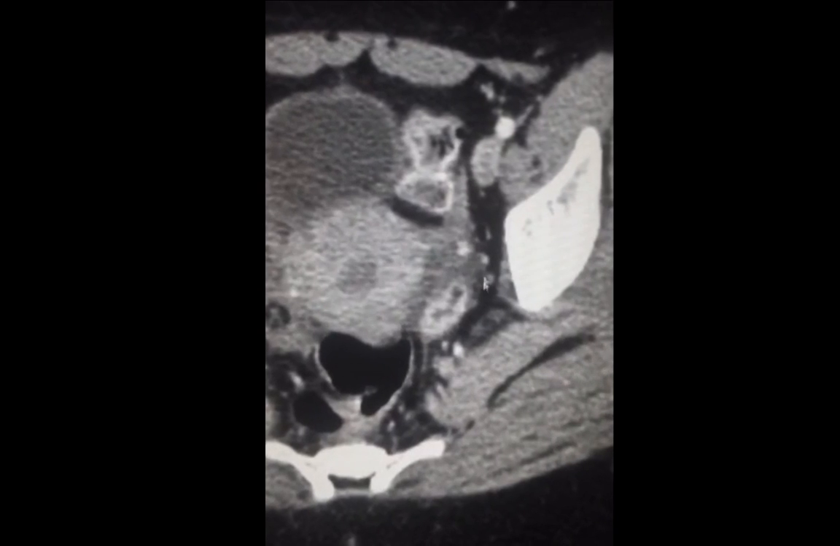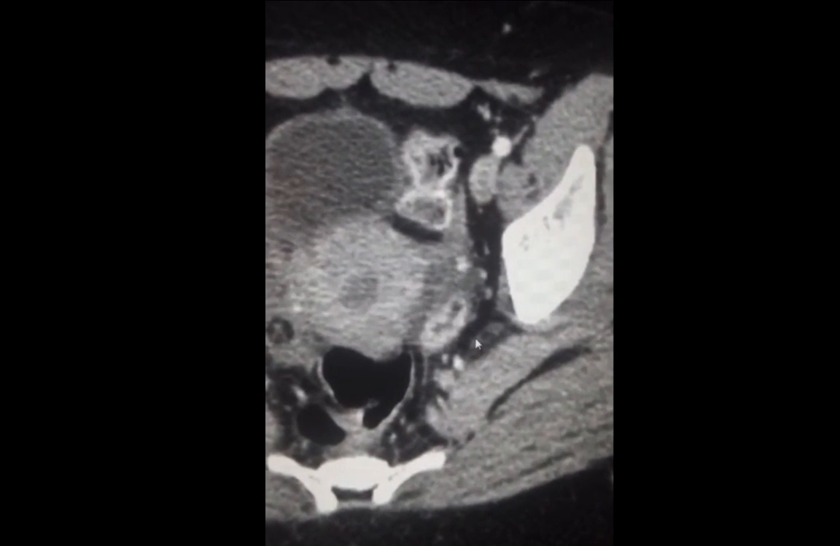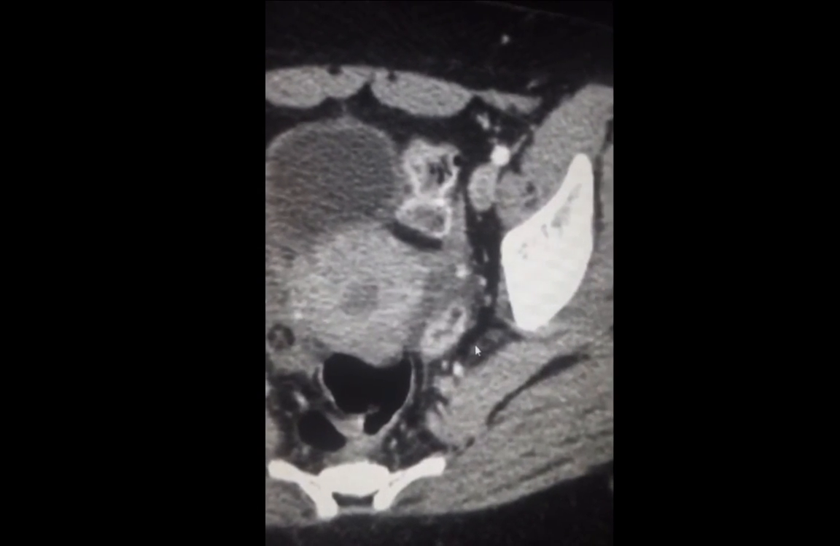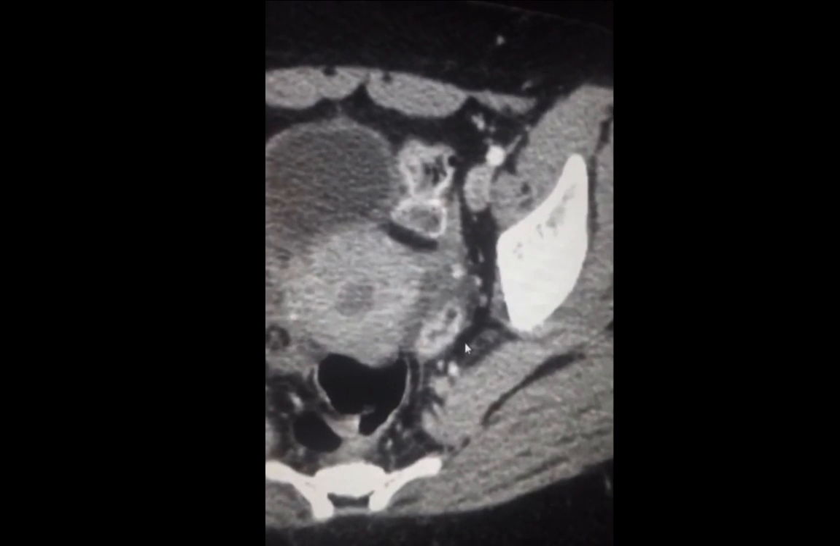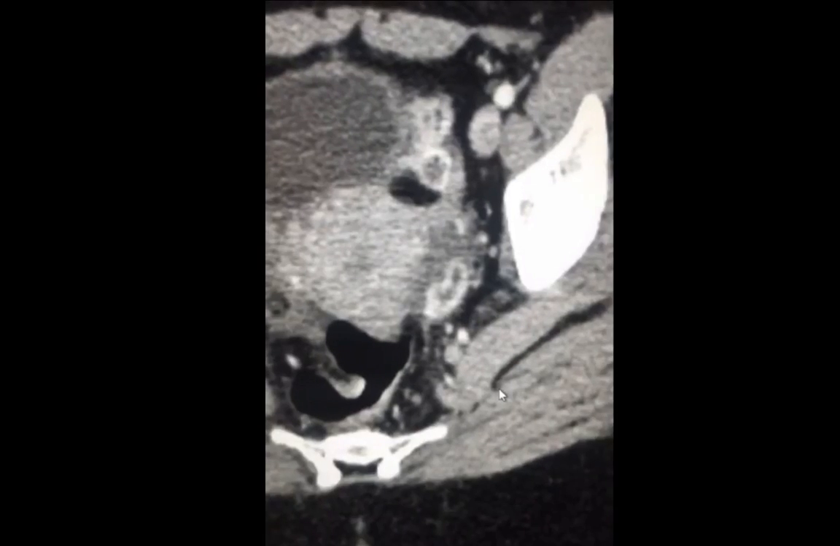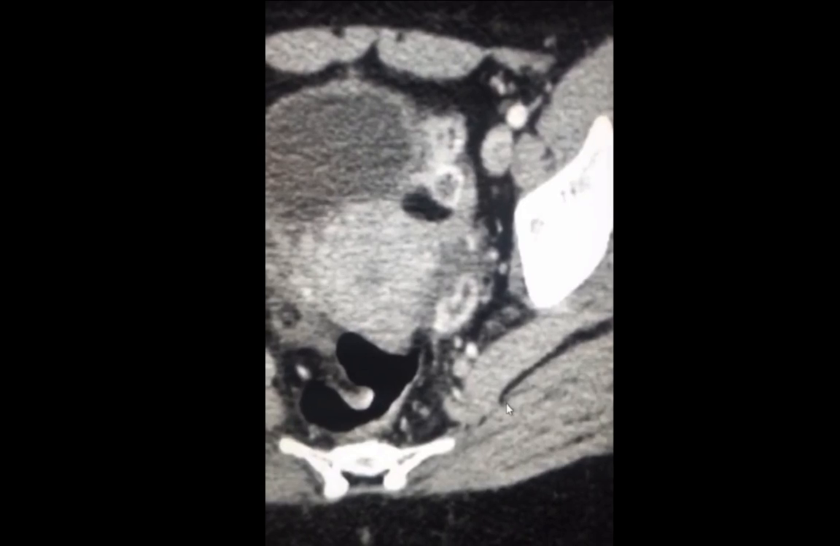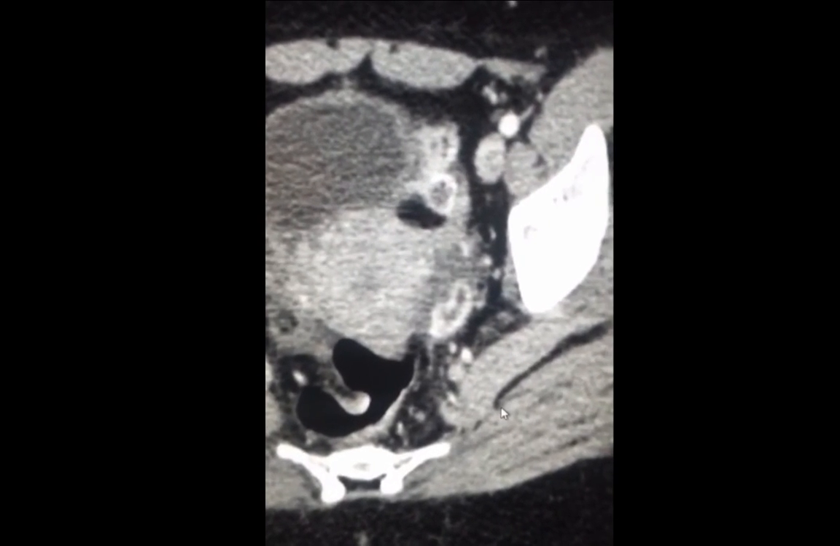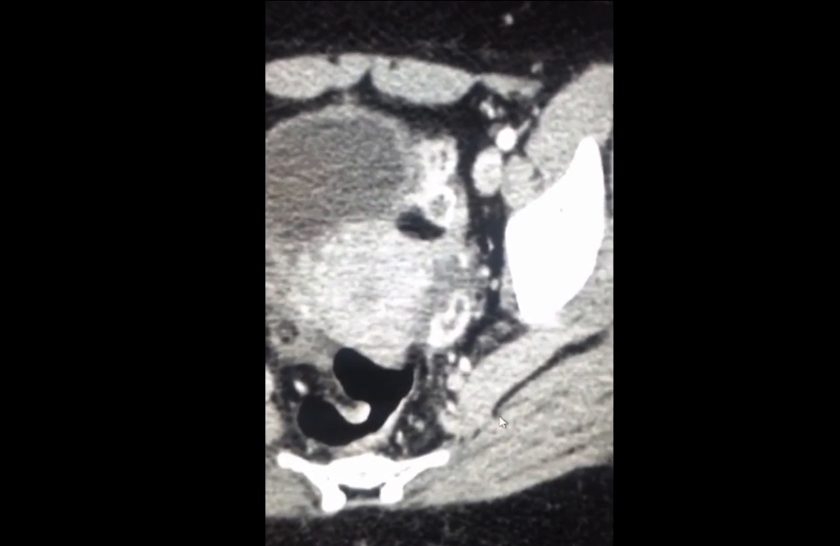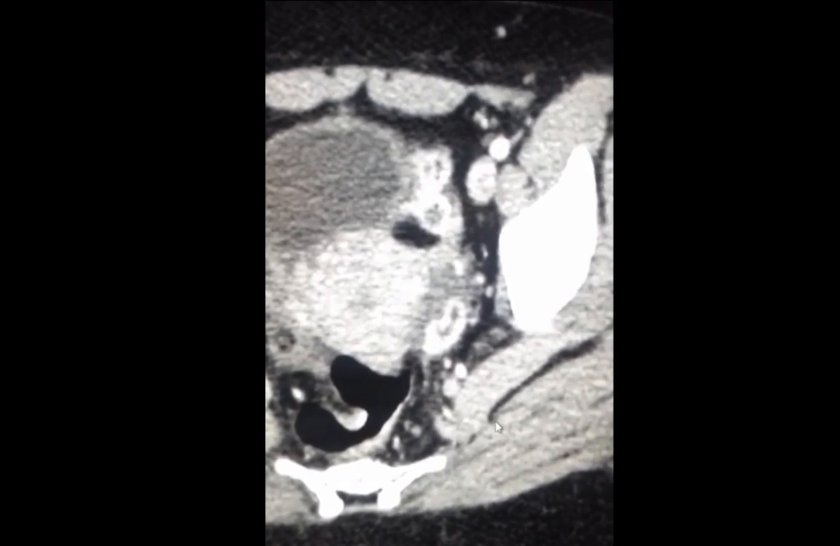This corpus luteal cyst is a functional cyst that remains after releasing an ovum. It may be seen in pregnant or in non-pregnant females. Please note that a corpus luteal cyst could mimic an ectopic pregnancy, so when seen, please go with the clinical information and the lab findings.